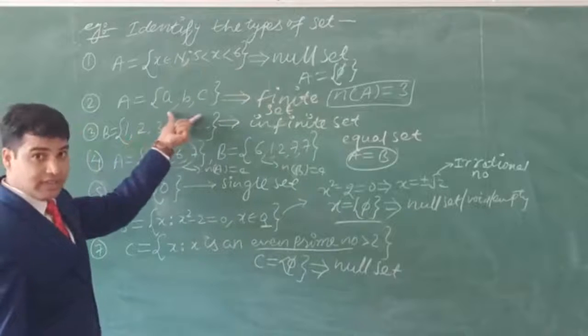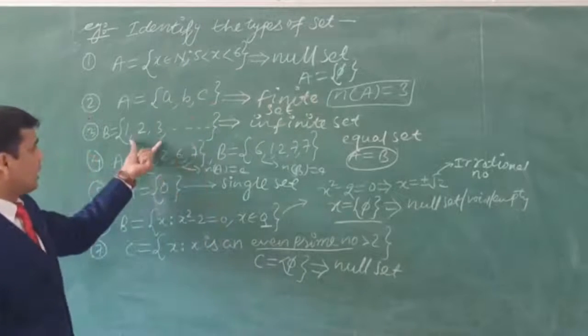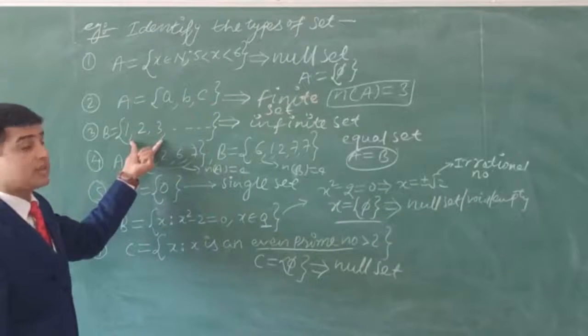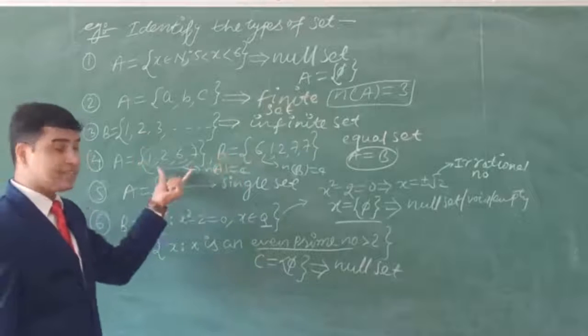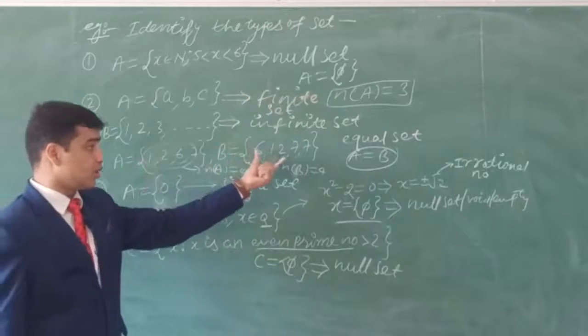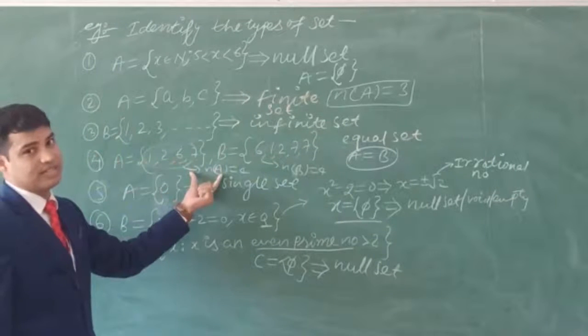Here we are easily counting, so we can say the number of elements is finite. Here the number of elements is infinite. We are not able to count here. Next, see here, this set and this set are both the same. All the elements of this set belong to this set, and all the elements of this set belong to this set. That's why this is an equal set.